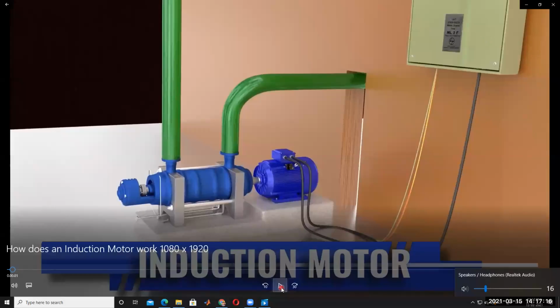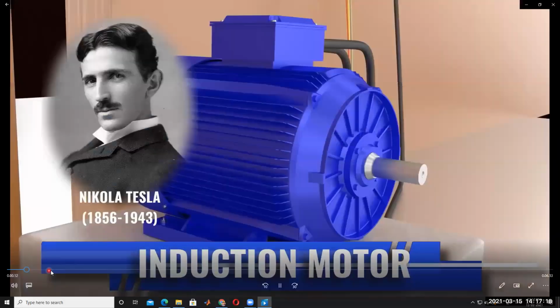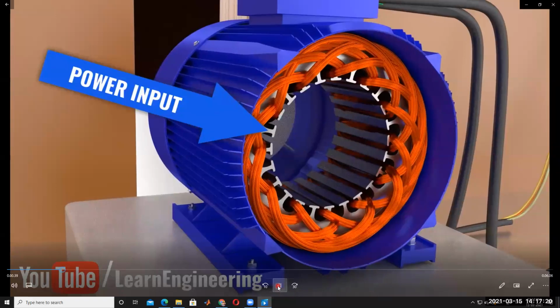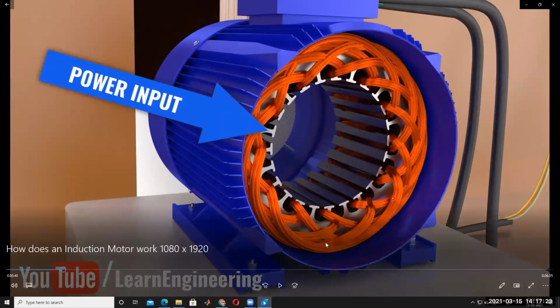So, induction motor. This is called a stator winding. This is called the stator, and this is called the stator core and slots. In the slots, the windings are used like this. The windings are placed on the core of the stator like this.